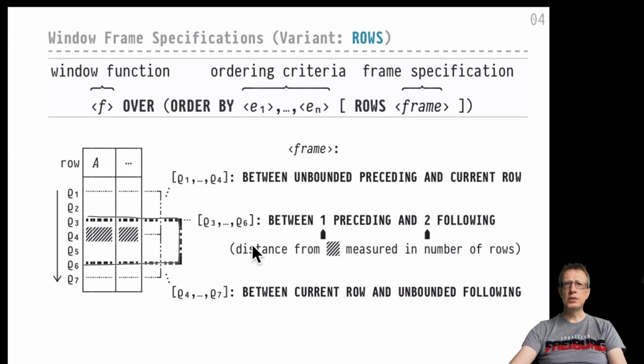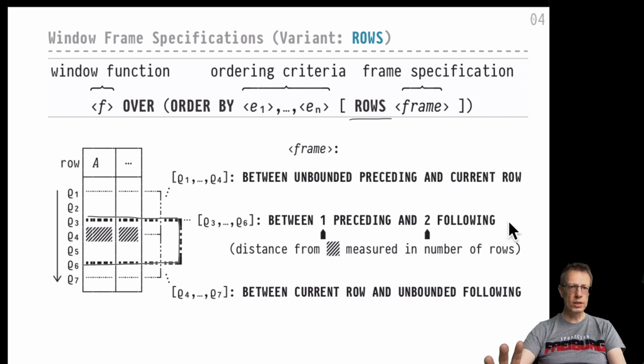So the distance from the current row is just measured in the number of rows before and after our current row. This is the meaning of the rows specifier. The distance from the current row is measured in the number of rows before and after our current row. So that would be a third possibility for a frame specification in the rows mode.